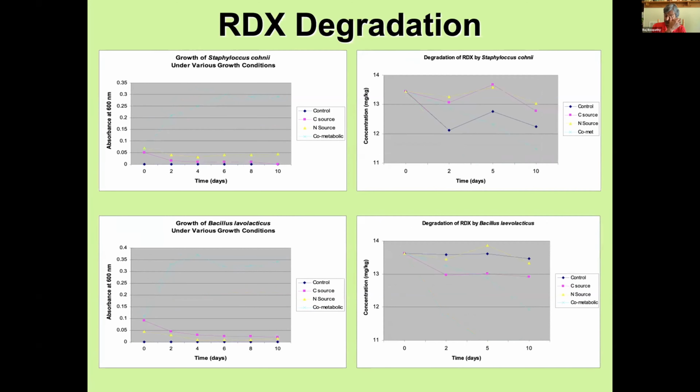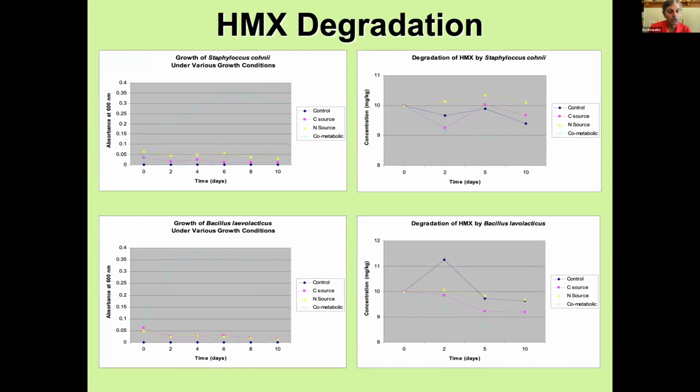But if you look at RDX, RDX cannot be used as sole carbon source. We can see no growth when RDX is used as carbon or nitrogen source. But when you use additional glucose as carbon source, they grow and degrade at the same time. But when you use the chemical itself as carbon source, bacteria are unable to degrade it, in this pure culture. Same thing with bacillus, okay? RDX cannot be used as sole carbon source. HMX is the same story.